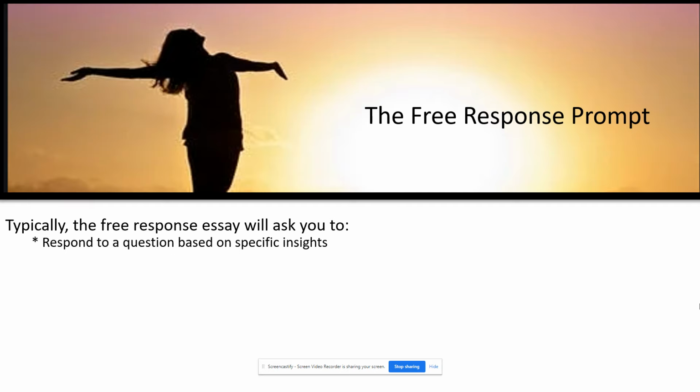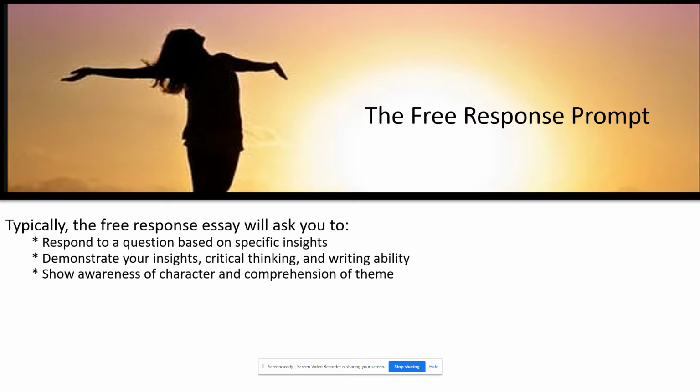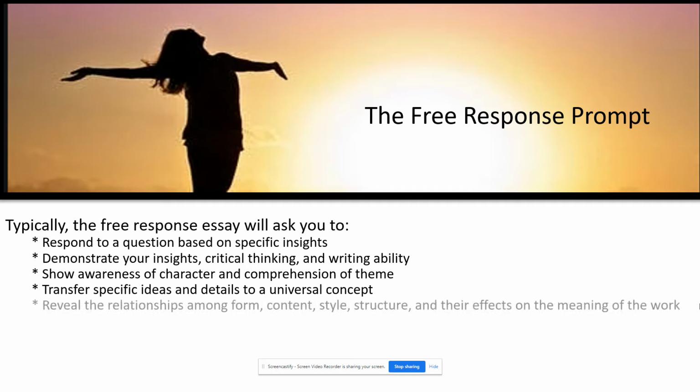But typically what they'll ask you to do is respond to a question based on specific insights, demonstrate your insights, critical thinking, and writing ability, show awareness of character and comprehension of theme. We talked about how theme is very important at this point, and that doesn't shy away here. Usually, whatever you're talking about, you'll be tying back to theme. Transfer specific ideas and details to a universal concept.